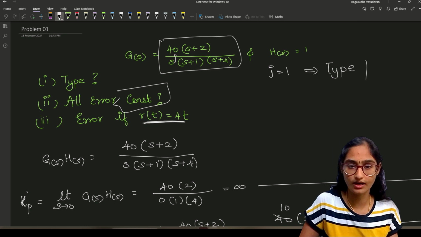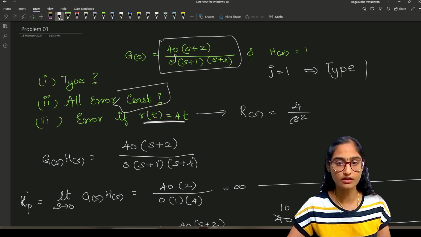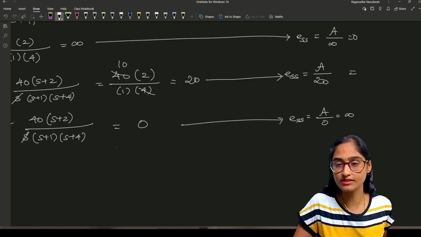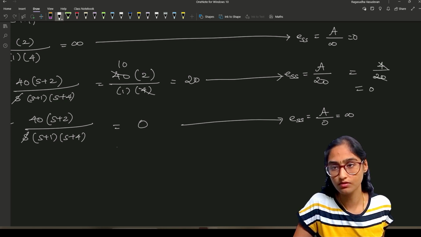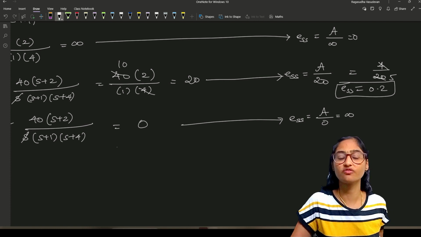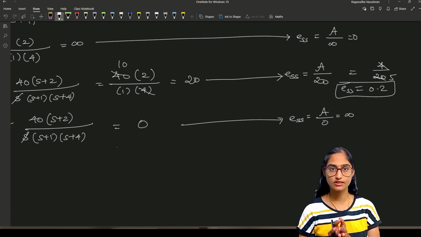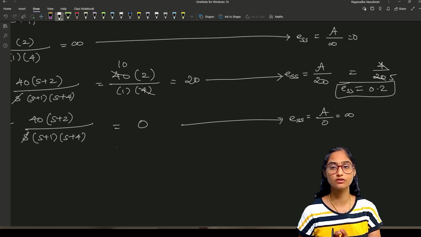Okay, so what is R of S? 4 divided by S square. Right. So this implies that E of S is equal to 4 divided by 20, which is equal to 0.2. Okay. So when you have a ramp input of 4t applied, the steady state error is 0.2.